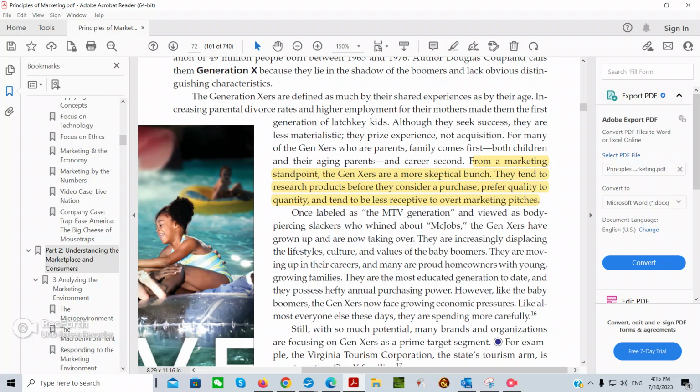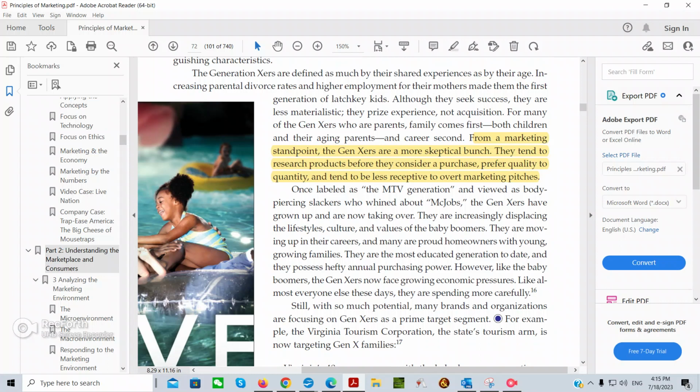Now, once labeled as the MTV generation, viewed as body-piercing slackers who whined about McJobs, Gen Xers have grown up and now are taking over. They are increasingly displacing the lifestyles, cultures, and values of the baby boomers. They are moving up in their careers. Many are proud homeowners with young and growing families. They are the most educated generation to date, and they possess hefty annual purchasing power. However, like the baby boomers, Gen Xers are facing growing economic pressures.